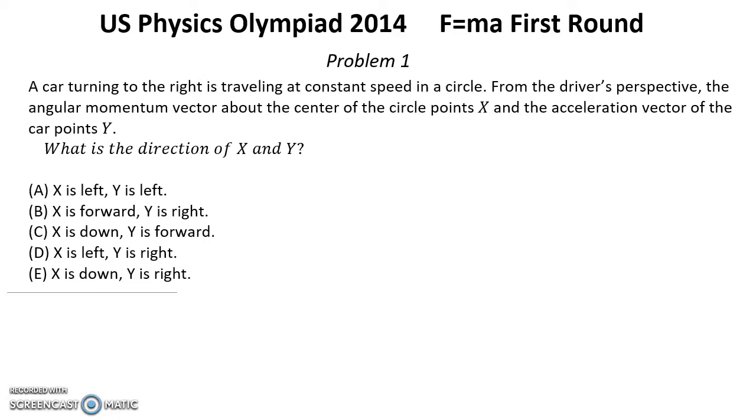US Physics Olympiad, year 2014. F equals MA, first round. This round consists of 25 problems for 75 minutes.